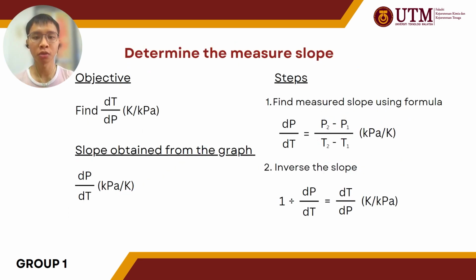To complete the data sheet, the measured slope dT over dP need to be obtained from the graph as shown previously. However, the slope obtained from the graph is dP over dT. Hence, we need to do some modification to obtain dT over dP. As stated at right side, first the value of dP over dT is obtained. Then, take 1 divide the slope. Now we can get dT over dP.